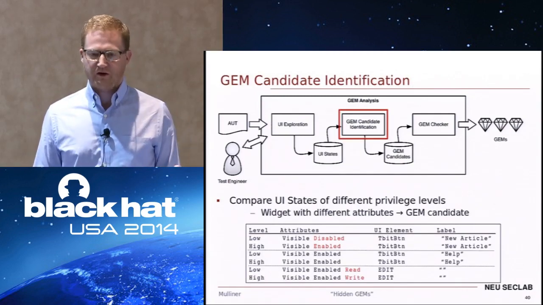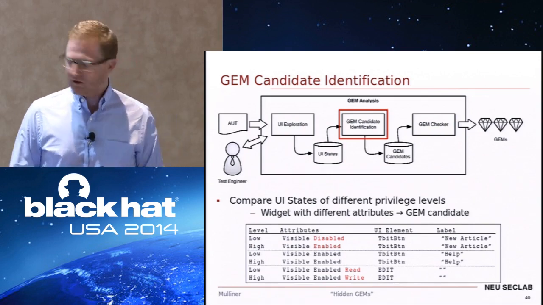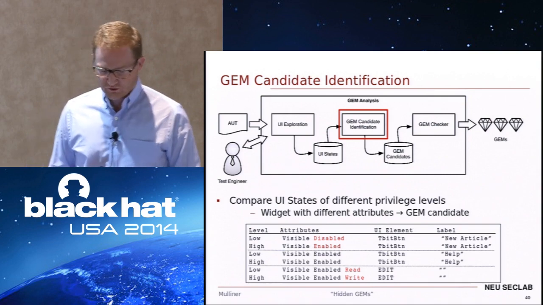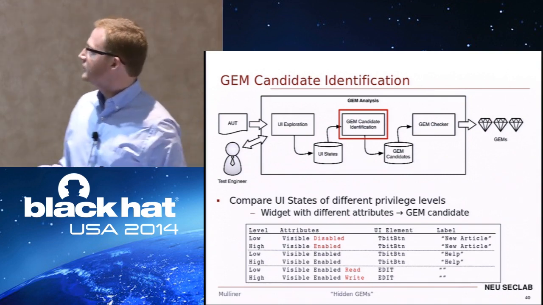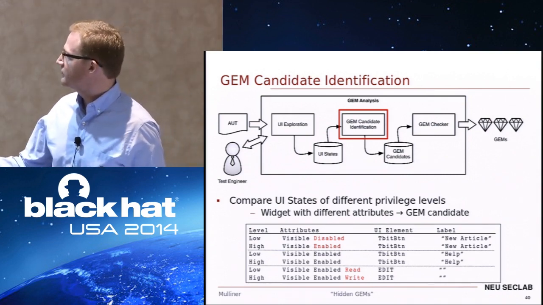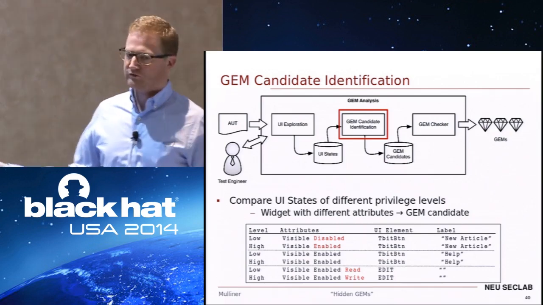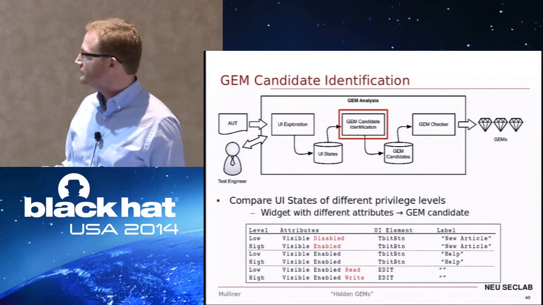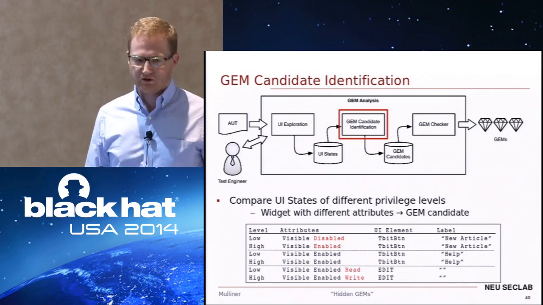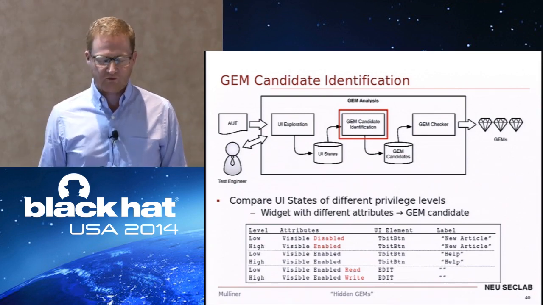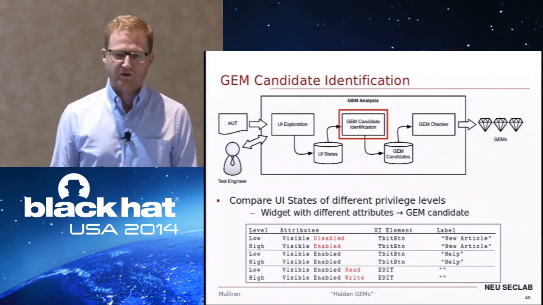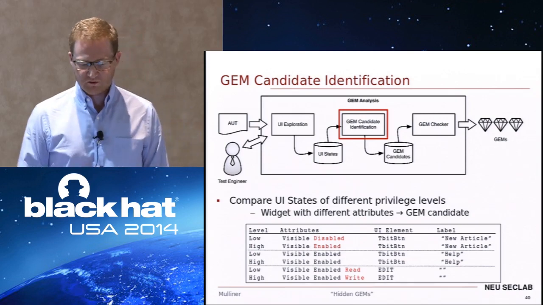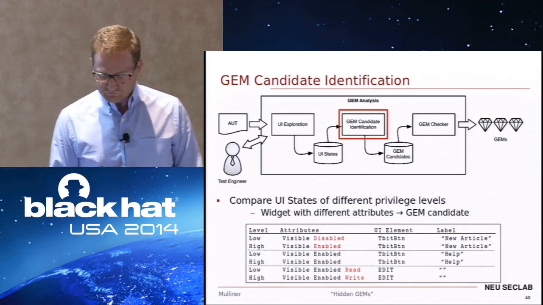Basically, you compare two states, and I have 3 example widgets. The first one is a button, so the element type is button. This is the example from the first slide, from the very beginning. This is the new article button, and you see the low privileged user sees the button, it's visible, but the button is disabled. And for the high privileged user, the button is enabled.